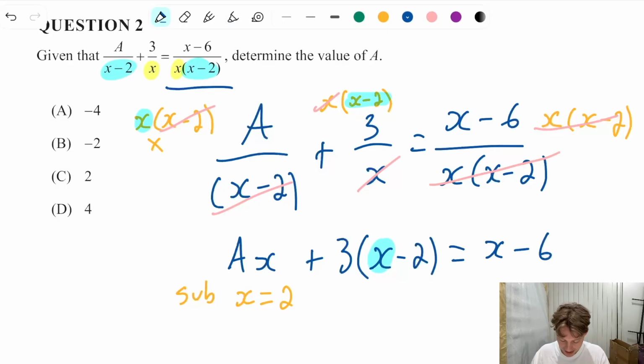So what I wind up with here is 2a. This is multiplied by, 3 times 0, so the whole thing's now gone. Okay, so I don't need to write that.